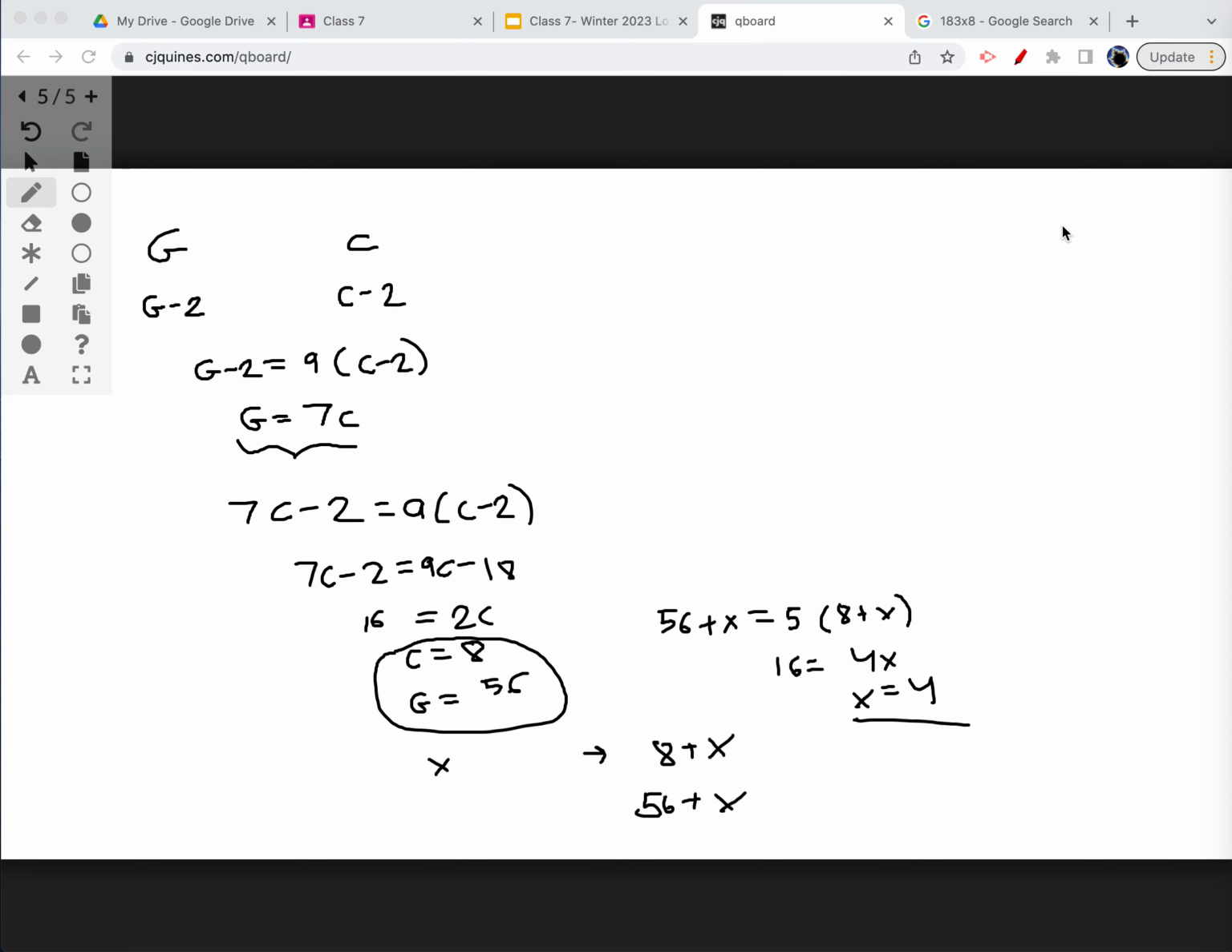Okay, so all we did here was set two variables for Jean's current age and Carol's current age. And then we figured out that if Jean is currently G years old and Carol is currently C years old, then 2 years ago, Jean would be G minus 2 years old and Carol would be C minus 2 years old. So then we got G minus 2 is equal to 9 times C minus 2, and G is equal to 7C, and we could just solve that with substitution. So does anyone have any questions about this?